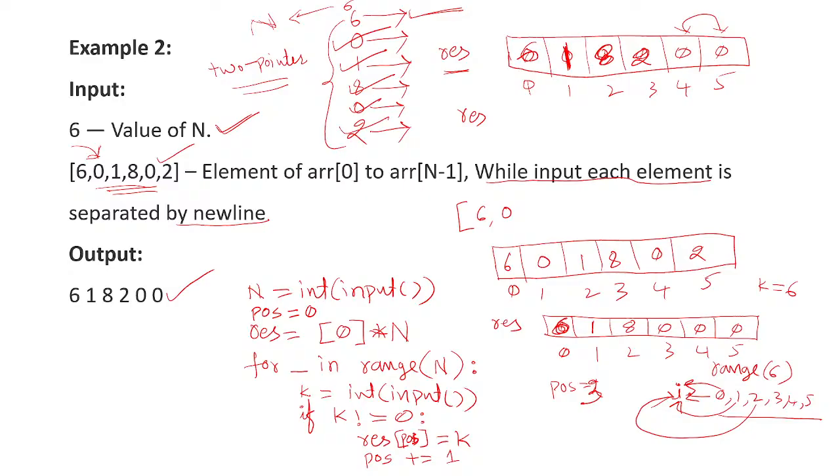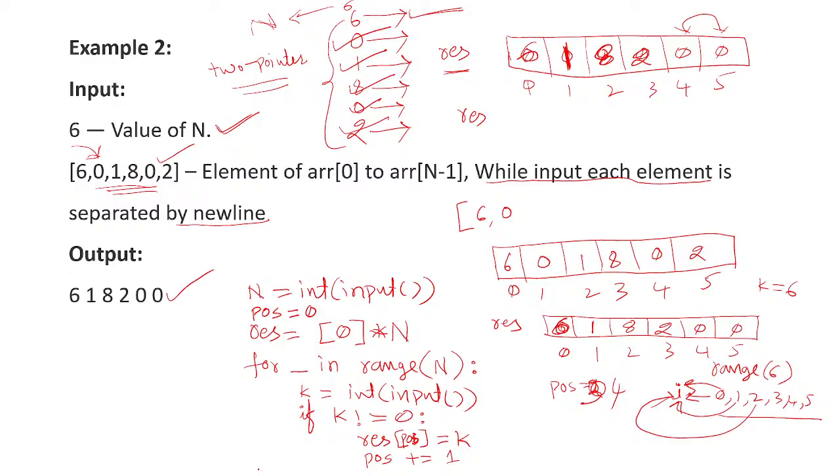Okay, so k contains 2 now. 2 not equal to 0, yes. Result of position, position value is 3. Result of 3 is equal to 2, it stores. That means at this position it stores the number 2. 2 will be stored here. So position is equal to position plus 1. Position value becomes 4. Then it goes up. End of the input reached.